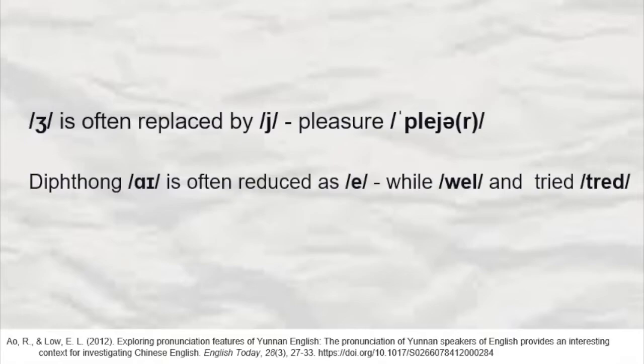The fricative consonant ja is often replaced by ya. So when learners want to express the word pleasure, they often pronounce it as player. As for the diphthong, this group often reduces it to a single vowel. The sound I is often pronounced as eh. For instance, wow and tried are often pronounced as well and tread.